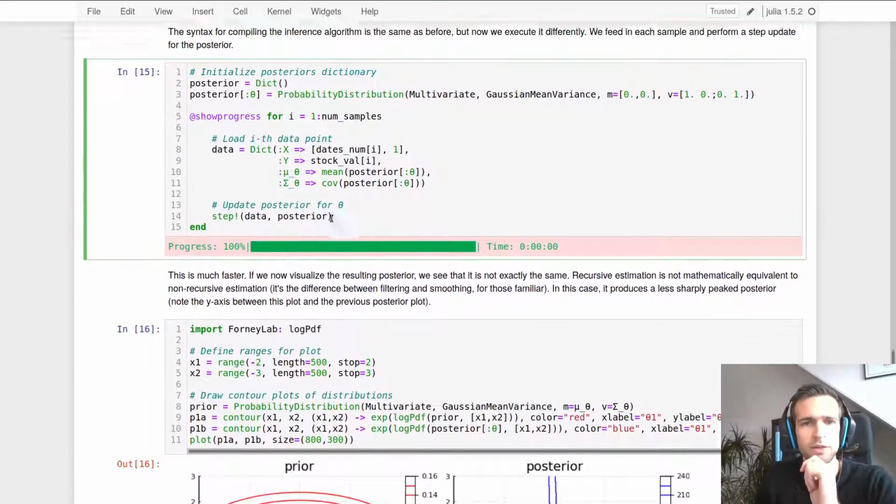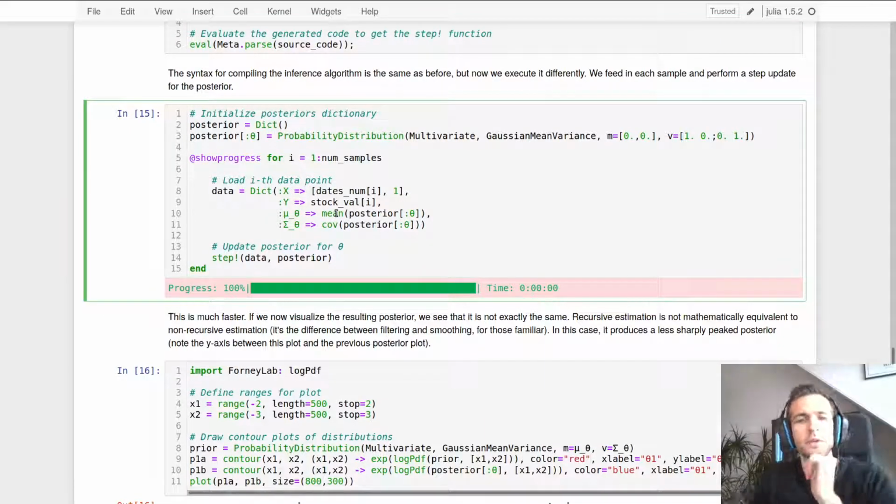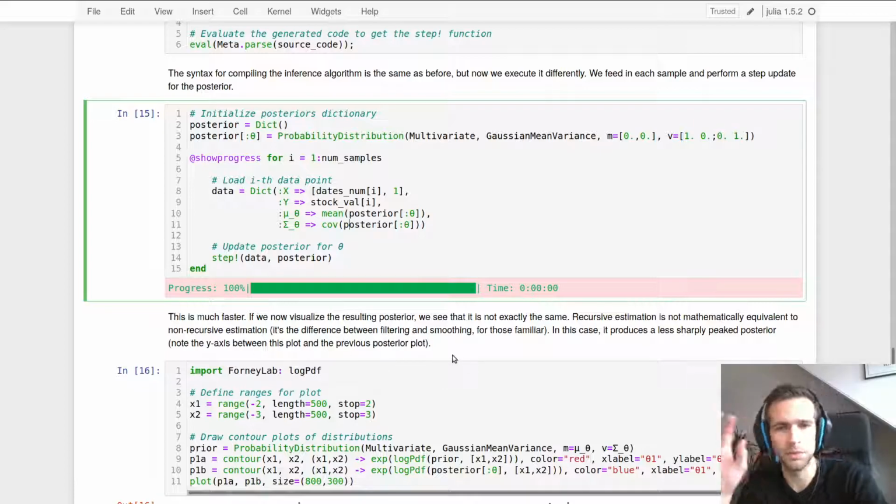You're going to find that if you set this time period to a larger value, this is much faster than before. However, it's not going to produce exactly the same result. Recursive estimation is not mathematically equivalent to non-recursive estimation. And if you're familiar with that, it's sort of like the difference between filtering and smoothing.